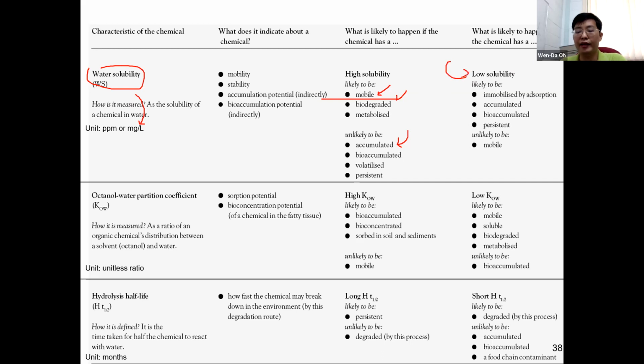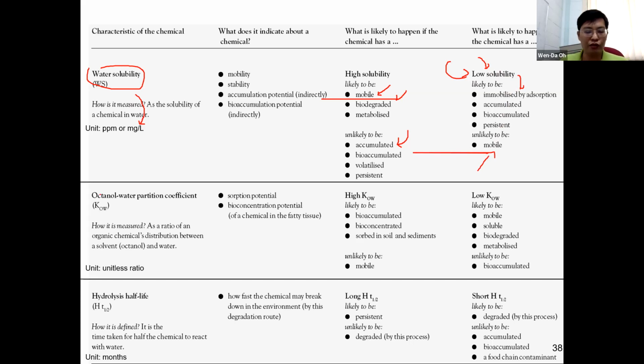If you have low solubility, on the other hand, you will have certain disadvantages. For example, this kind of pollutant is easier to be bioaccumulated, and it tends to be persistent. But of course, the good thing is that in terms of mobility, it is less likely to be transported from one end to the other. Because it has very poor solubility, it tends to be adsorbed, and it's also unlikely to be mobile.